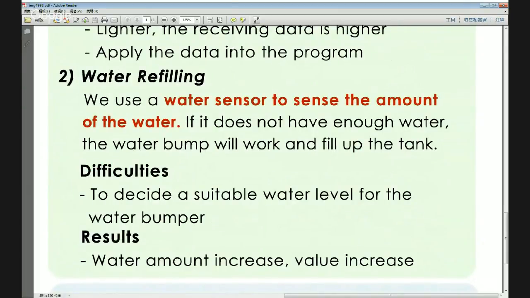In these experiments, the difficulty is how to decide the suitable water level, and we needed to write a program to get the data. The result is that as the water amount increases, the value shown on the Arduino will increase.